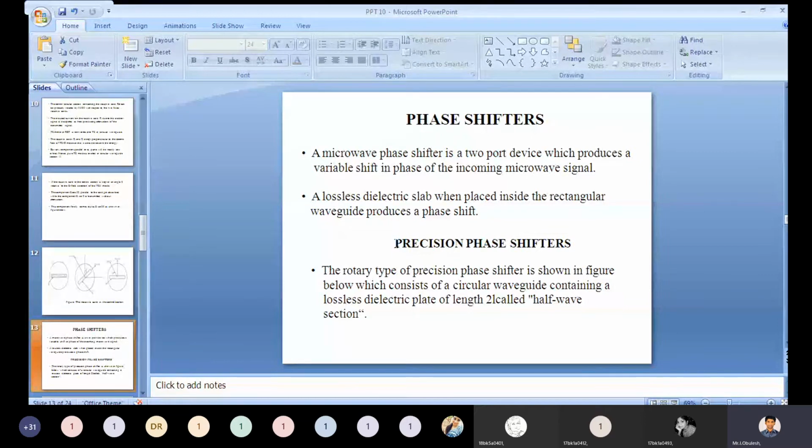The next one is the precision phase shifter. A rotary type of precision phase shifter is shown in the below figure, which consists of a circular waveguide containing a lossless dielectric plate of length 2 called the half wave section.